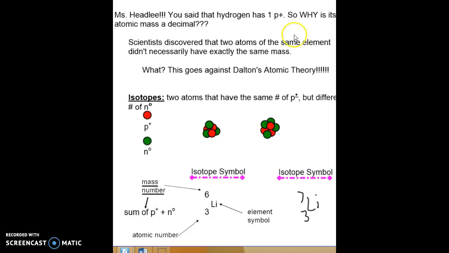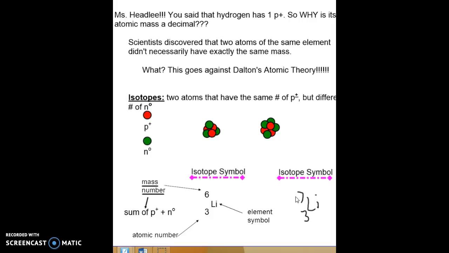A bit of a review is required. Let's remember that we have isotope symbols for elements. Here's lithium-6, is what we call it. It has a mass number of 6 and an atomic number of 3. A little bit heavier version of lithium is lithium-7. Still has 3 protons, but it has 4 neutrons in its nucleus, which gives it a mass number of 7.